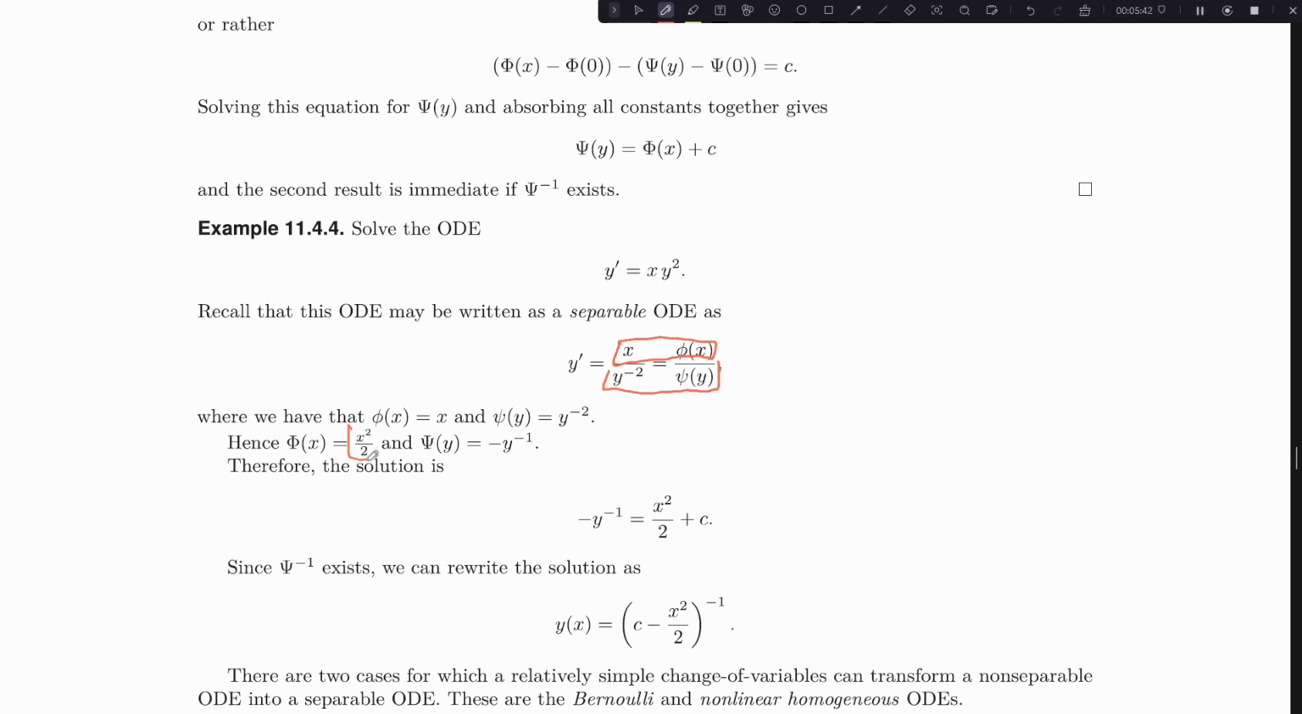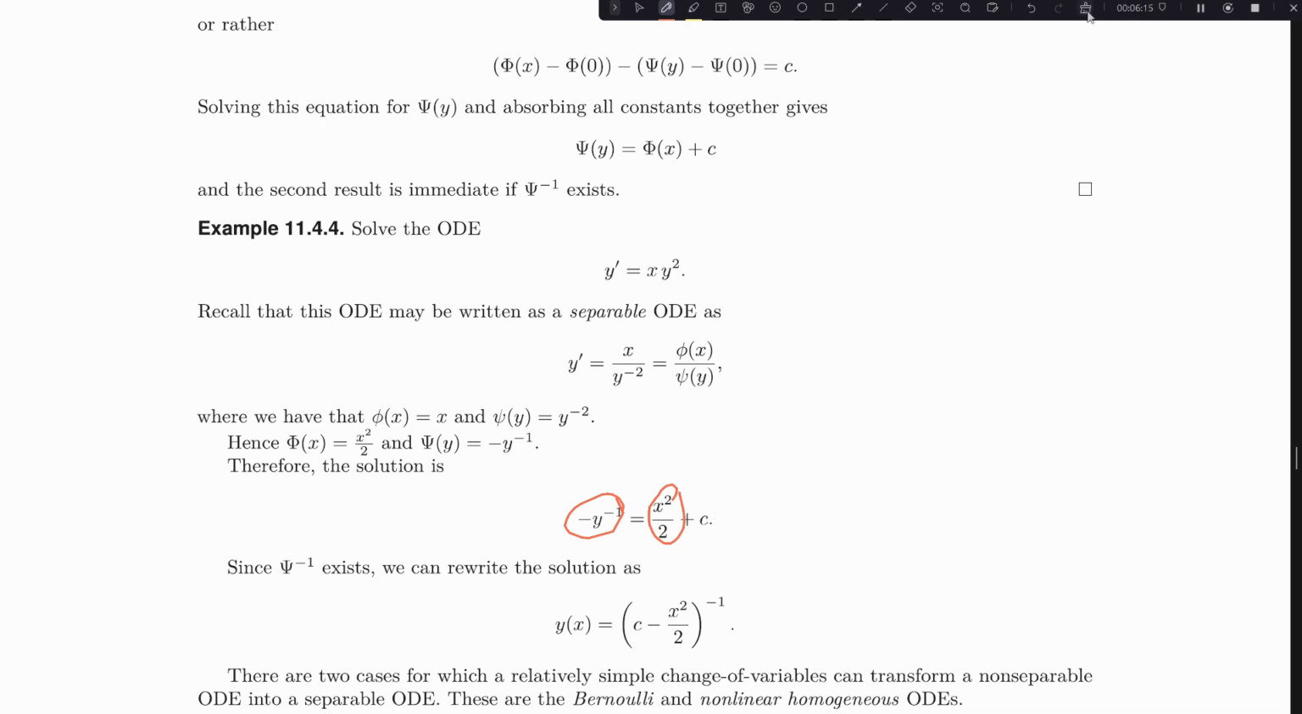I can compute antiderivatives of both of those. The antiderivative of x is x squared over 2. The antiderivative of y to the negative 2 is negative, just to verify this for all of you, y to the negative 1, and you divide by its power, so you get negative y to the negative 1. That's what capital psi should be. And so we have capital psi equals capital phi plus c is our implicit solution.